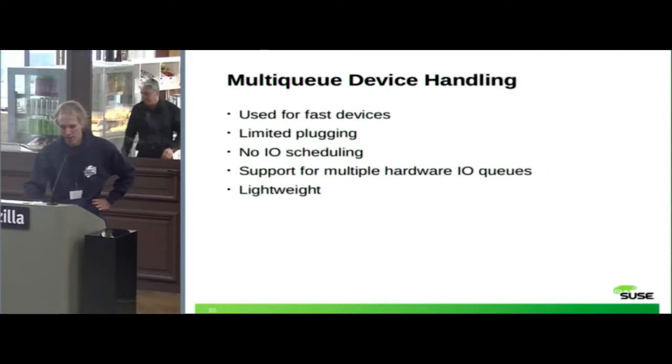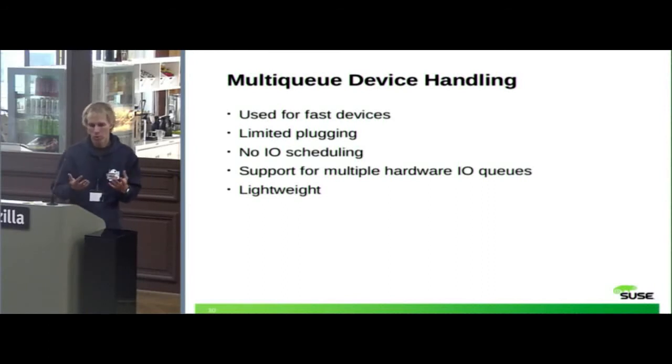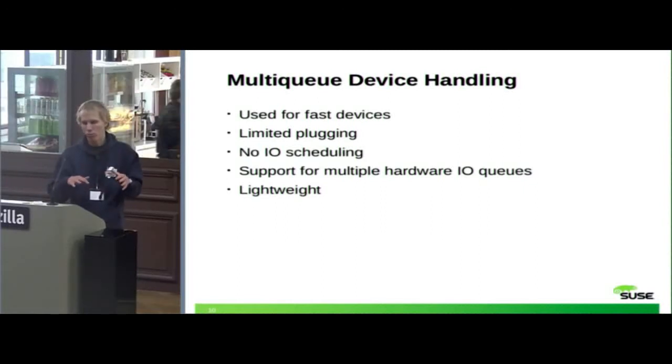So multi-queue device handling, as I said just briefly, is used for fast devices which have more hardware queues. It's a similar situation to what happened in the networking space a few years ago. To drive the heavy parallelism within the device, the devices expose several independent queues of I/O requests, and you can queue these requests to the several hardware queues. Usually they are bound to different CPUs so that you can maintain some CPU locality and thus reduce cache bouncing and stuff like that.